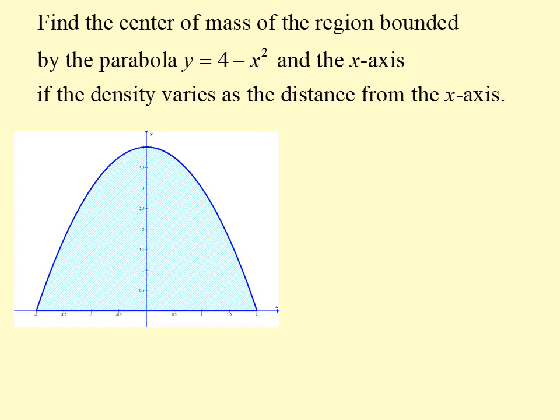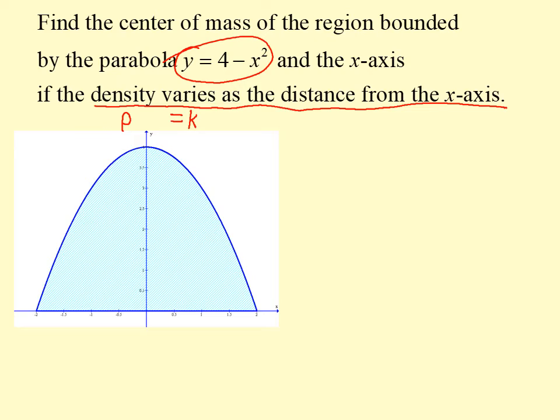I'll show you a couple of variable density problems. Now the calculations, the formulas we're going to be using here are the same formulas that we were just doing. We still have the same region, only this time we're told the density varies as the distance from the x-axis. Now I'm hoping you remember this from college algebra. The density is rho. Varies means equals k.